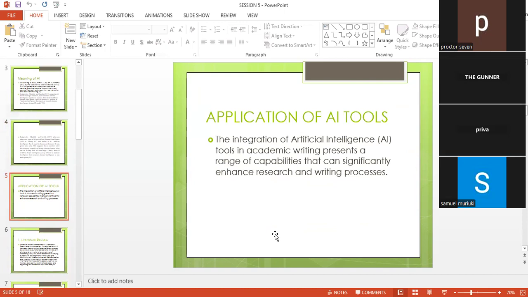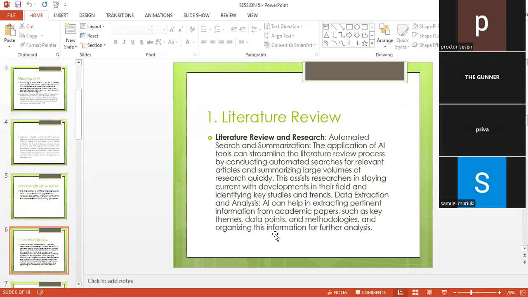So, application of AI tools. The integration of AI in academic writing presents a range of capabilities that can significantly enhance research and the writing process. For example, number one, literature review. AI can summarize and streamline the literature review process by conducting automated searches for relevant articles and summarizing large volumes of research. So it can help you to locate the right articles.